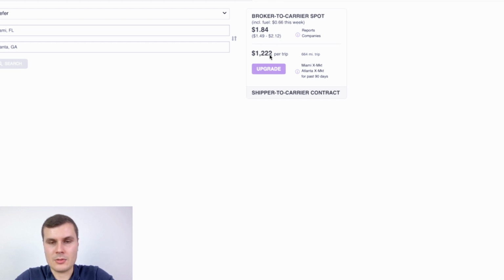And that's $1,222 per trip. This is broker to carrier spot, and we can actually see shipper to carrier contract. So we see that the contract rate is relatively higher. It's $1,667 when a carrier gets the load directly from the shipper, and it's only $1,222 when you get the same load from the broker. So very simple tool. This is the same thing as what's available to you when you search for loads. But if you don't want to do a full search, you can just very quickly check the lane. That's why it's called a quick rate search.